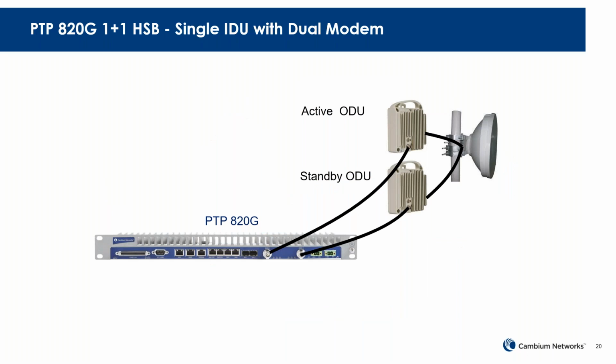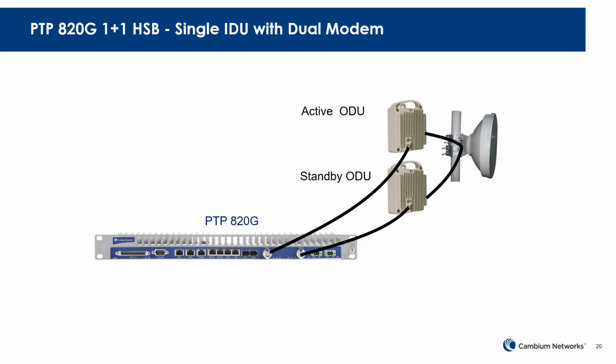And also let's talk about 1+1 hot standby with A20G. There are multiple ways of hot standby support in A20G. This picture here shows a redundant ODU. So you can have two ODUs. One is active and one is standby. If one of the ODUs goes down, the modem will fail over to the standby ODU. So this gives you protection of the ODU.